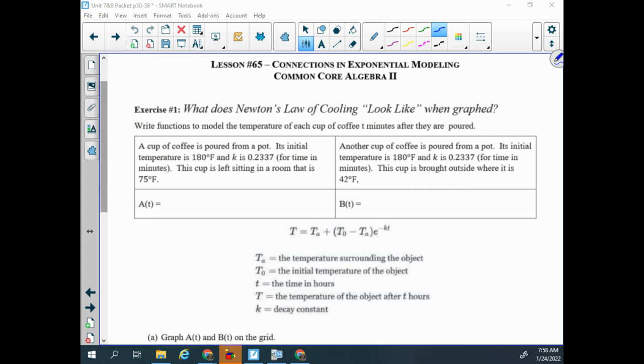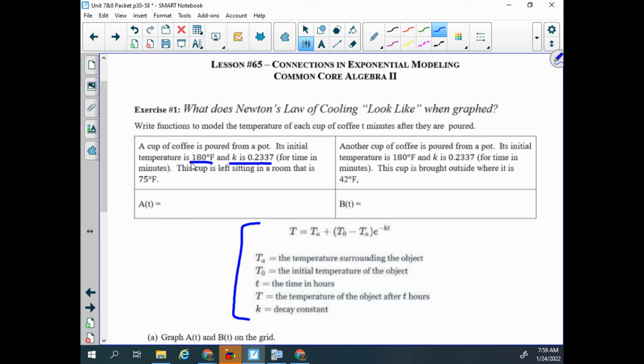So the first part says a cup of coffee is poured from a pot. Its initial temperature is 180 degrees Fahrenheit. And k is 0.2337 per time in minutes. This cup is left sitting in the room that is 75. So I have Newton's law of cooling down here.